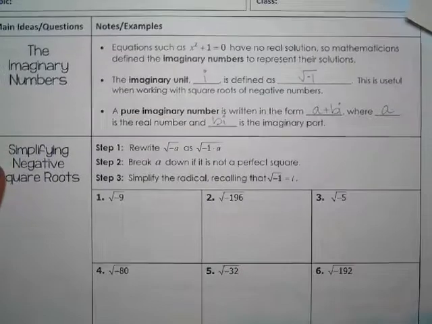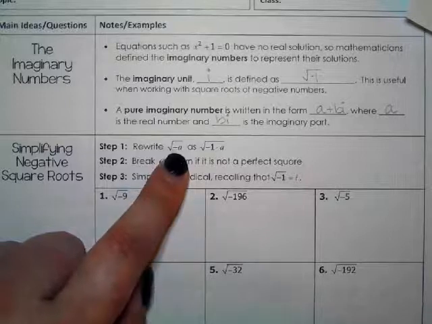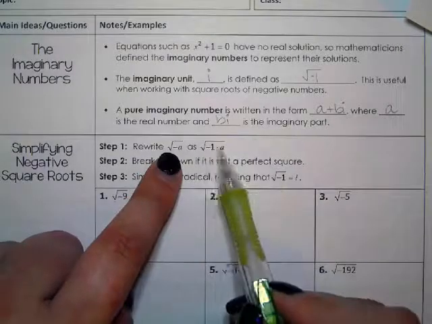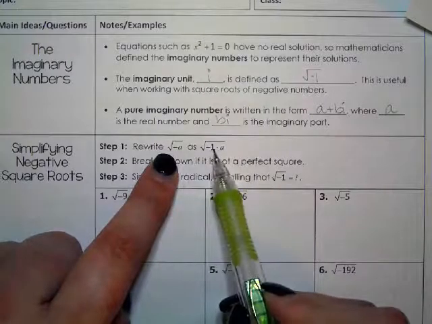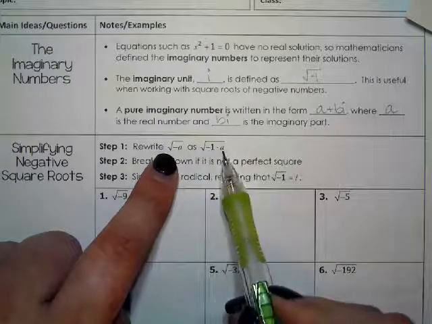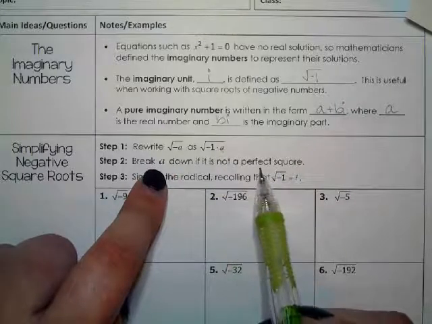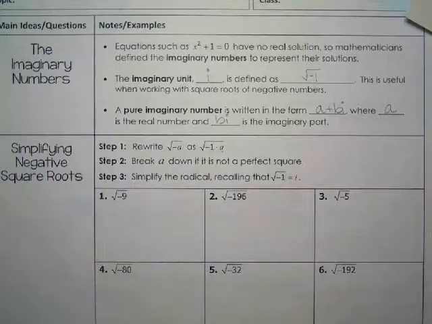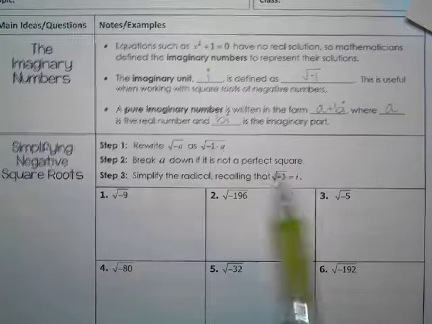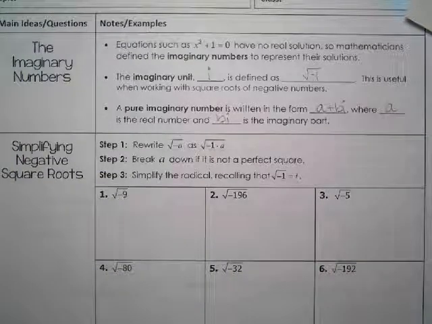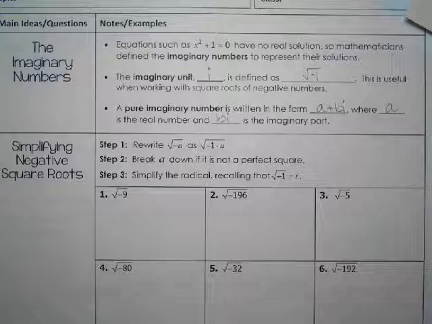So if you start off with a radical that is the square root of a negative number, what you do first is separate it. You take the negative and rewrite it as -1 times just the number. Then you break it down if it's not a perfect square, so you simplify that number. And then the -1 becomes an i. And then the number, whether it's a perfect square or not, you would simplify as though it didn't have a negative attached to it.